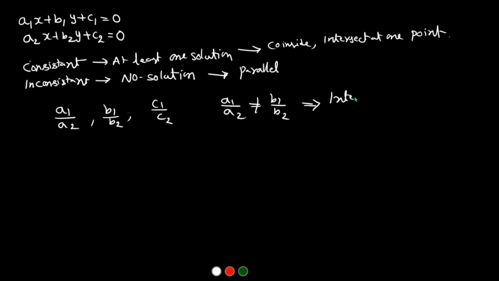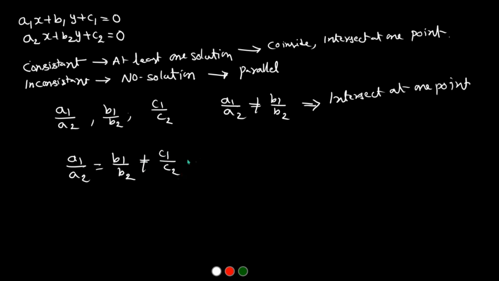Intersect at one point. So these are consistent. When a1 by a2 is not equal to b1 by b2, it's consistent. If a1 by a2 is equal to b1 by b2 and not equal to c1 by c2, then these are called parallel lines. So this is inconsistent.